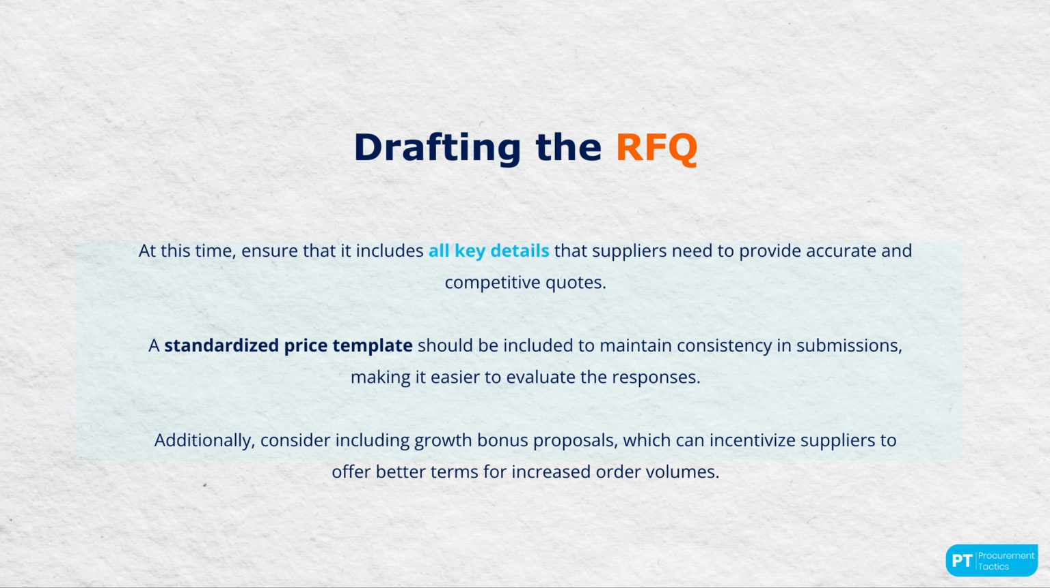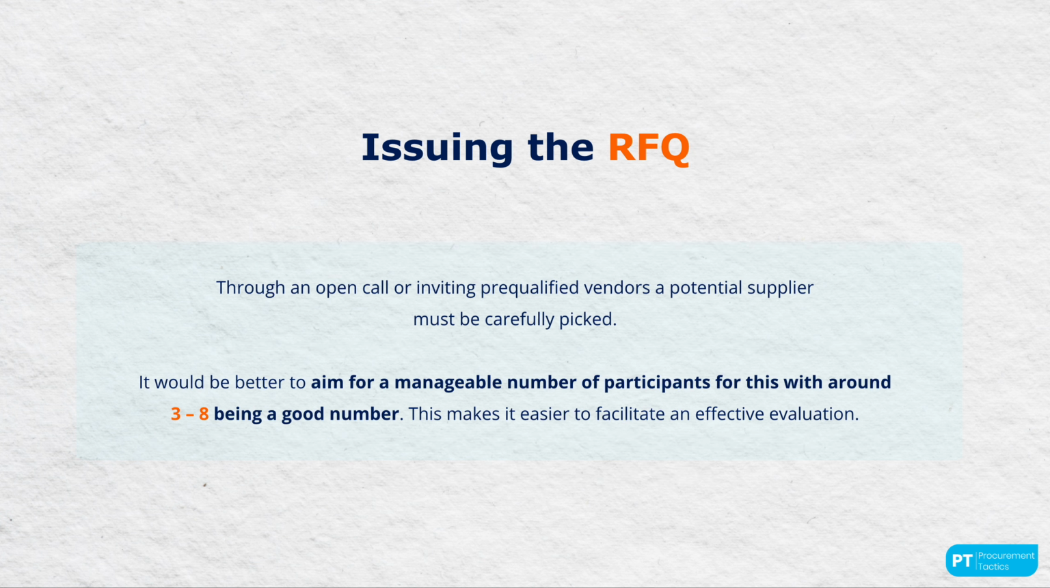The RFQ must also cover essential information such as project objectives, key deliverables, vendor qualifications, and any specific compliance requirements. This comprehensive approach ensures that suppliers have a clear understanding of the project scope and can tailor their bids accordingly. Additionally, consider including growth bonus proposals which can incentivize suppliers to offer better terms for increased order volumes. By covering these elements in your RFQ, you establish a solid foundation for an efficient and effective procurement process.